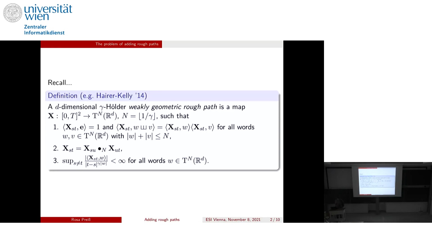So it tells us that the concatenation of two pieces of our rough path is actually the rough path of the full increment. And then we have an analytic condition. And here, for this definition, the big N and the gamma are in relation. So N is actually the integer part of 1 over gamma.